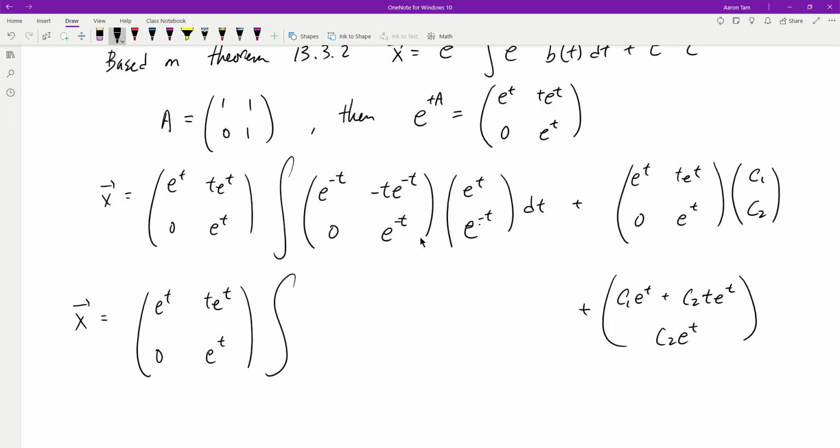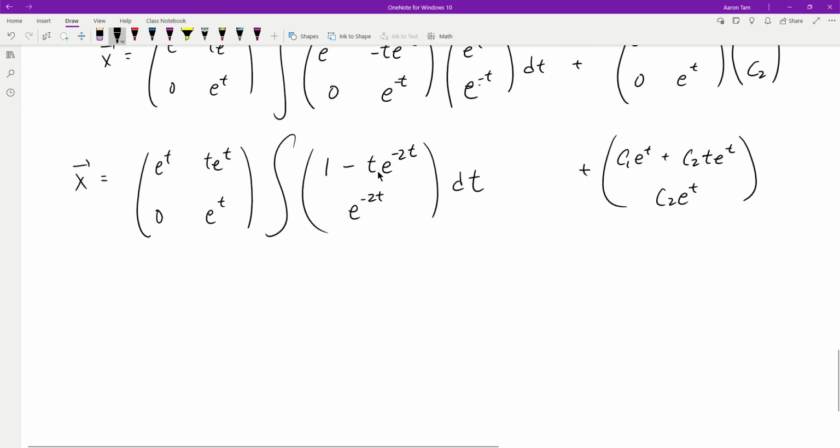If I multiply this out, the top becomes e^t times e^(-t), which is 1, minus t e^(-2t). On the bottom will be 0 times e^t plus e^(-t) times e^(-t), which becomes e^(-2t). And so now what I'm going to do is try to integrate this.